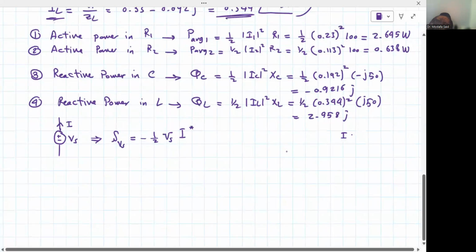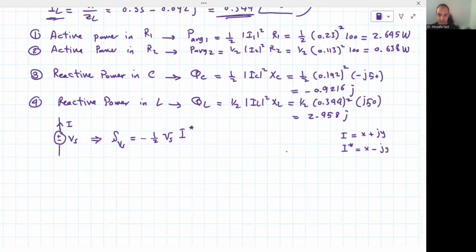What is I conjugate before we continue? If I, for example, is equal to x plus jy, then I conjugate, I asterisk, is x minus jy. You should only flip the sign of the imaginary part. If x is minus, keep it minus. If it's positive, keep it positive. If the imaginary part was positive, make it minus. If it was minus, make it positive.